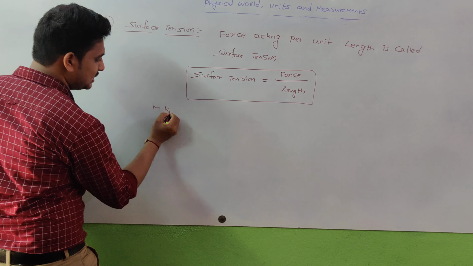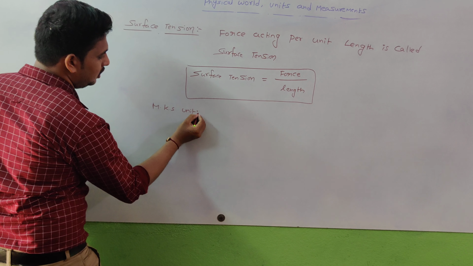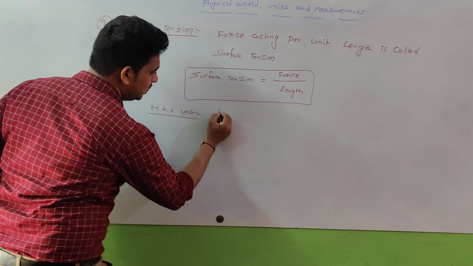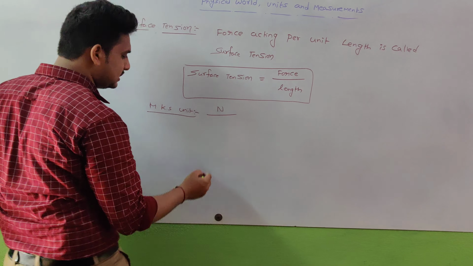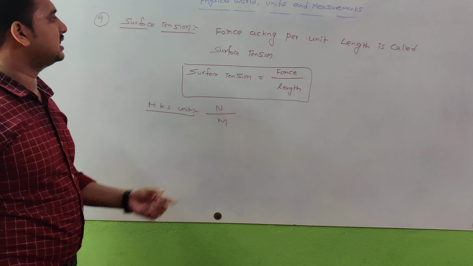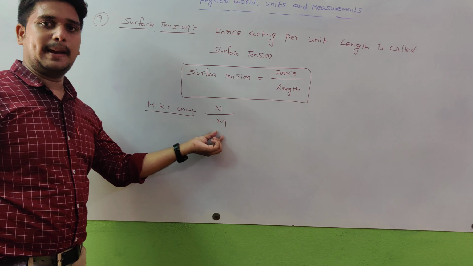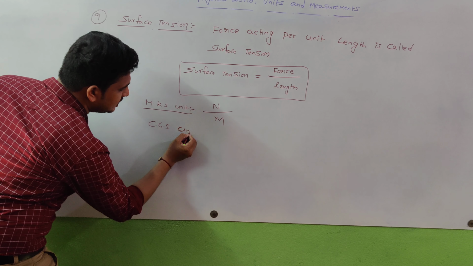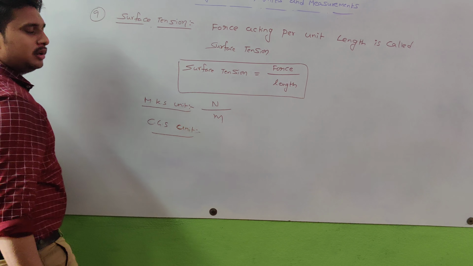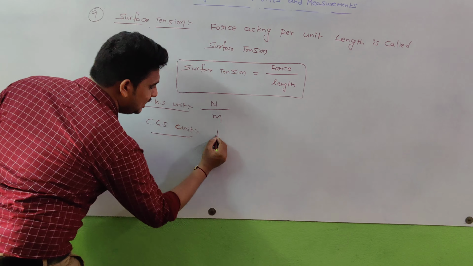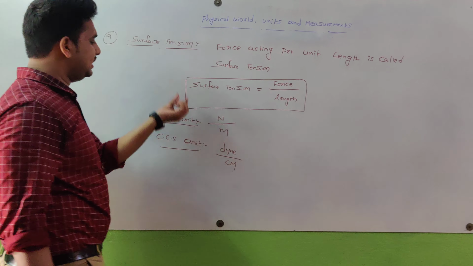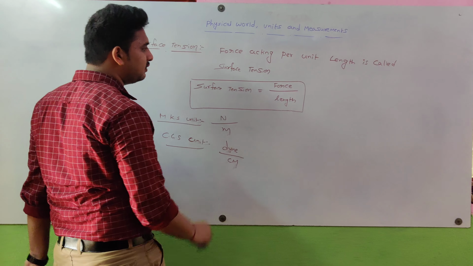MKS unit: force is measured in newton in the MKS system, and length is measured in meters. Newton by meter is the unit for surface tension. CGS system of unit for surface tension: dyne per centimeter. Force is measured in dyne in the CGS system and length is measured in centimeter. Dyne by centimeter is the CGS unit for surface tension.